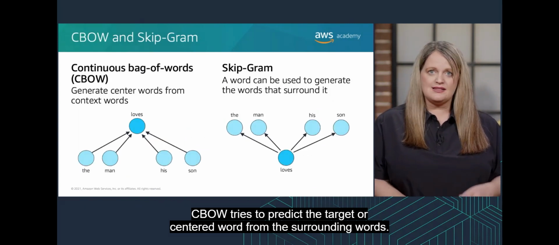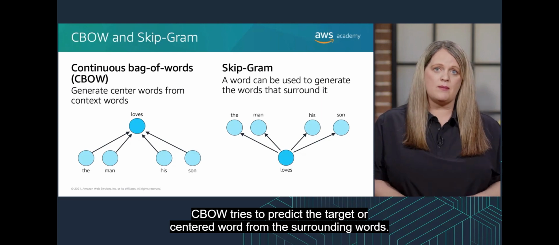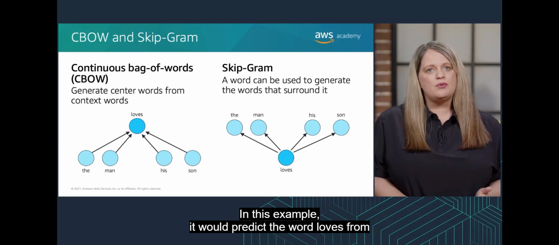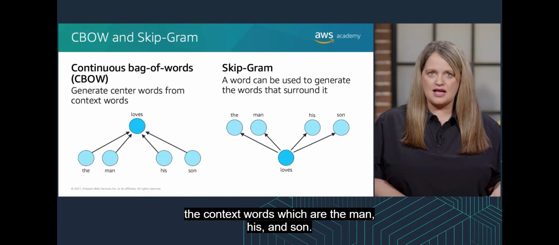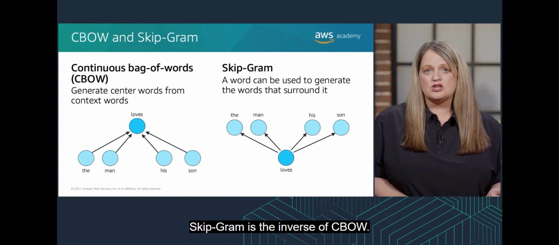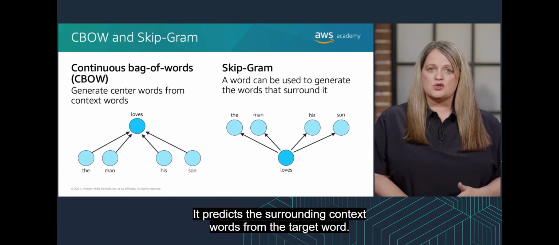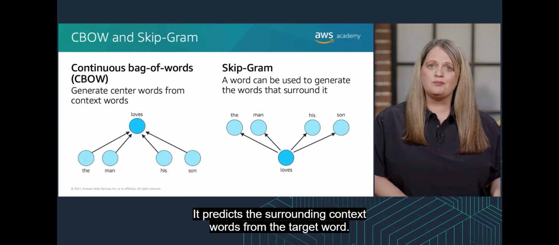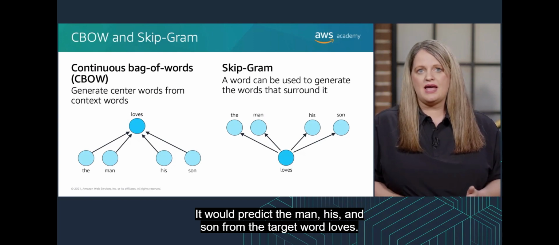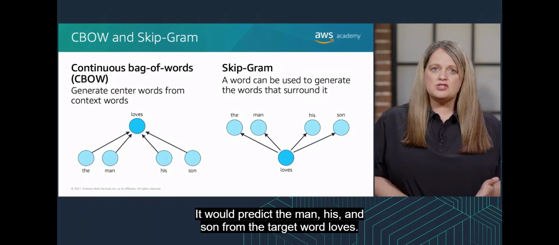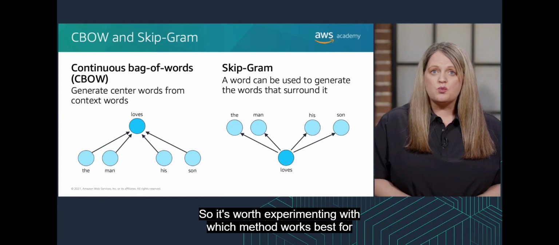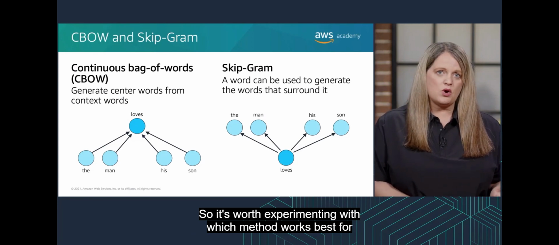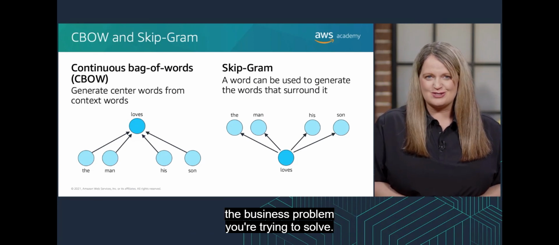CBOW tries to predict the target or centered word from the surrounding words. In this example, it would predict the word loves from the context words, which are the, man, his, and son. Skipgram is the inverse of CBOW. It predicts the surrounding context words from the target word. It would predict the, man, his, and son from the target word loves. Both variants return similar results. So it's worth experimenting with which method works best for the business problem you're trying to solve.